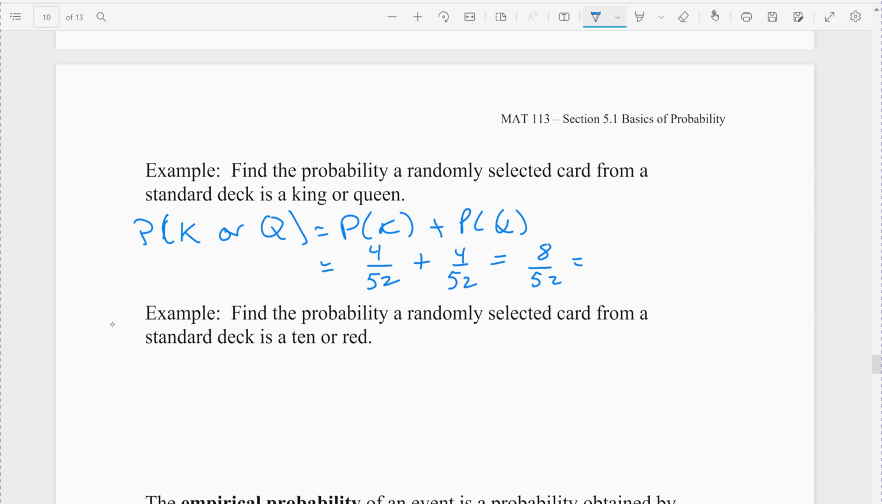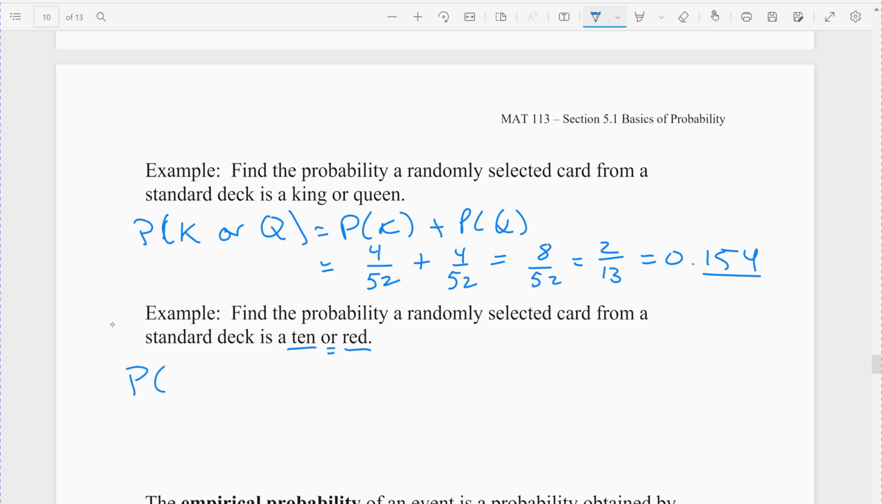So 8 out of 52, then you write that as a decimal or fraction. The fraction simplifies to 2 out of 13, or the decimal is 0.154 if I round to 3 decimals, or 15.4%. All right, the last one of this example, and then I'll stop this video here. Find the probability that a randomly selected card from a standard deck is a 10 or a red.